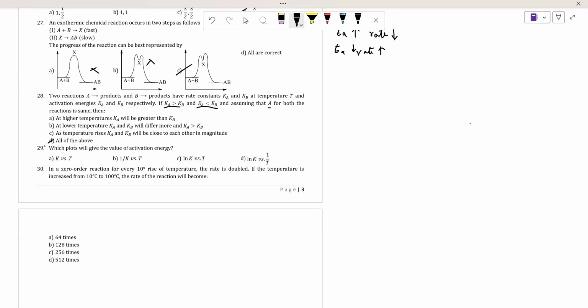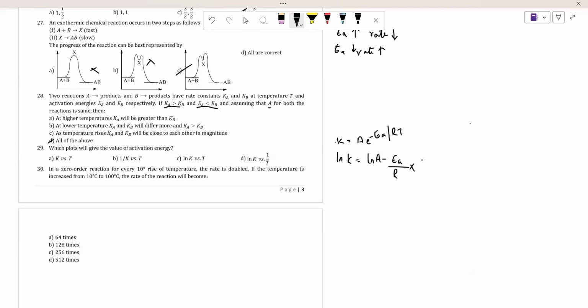Okay. Now coming to the 29th question. Which plots will give the value of activation energy? So what should be the concept here? The concept is the Arrhenius concept. What is the Arrhenius equation? k is equal to A e to the power minus Ea by RT. Now, if you apply ln, that is the natural logarithm, on both sides, you will get ln k is equal to ln A minus Ea by RT.